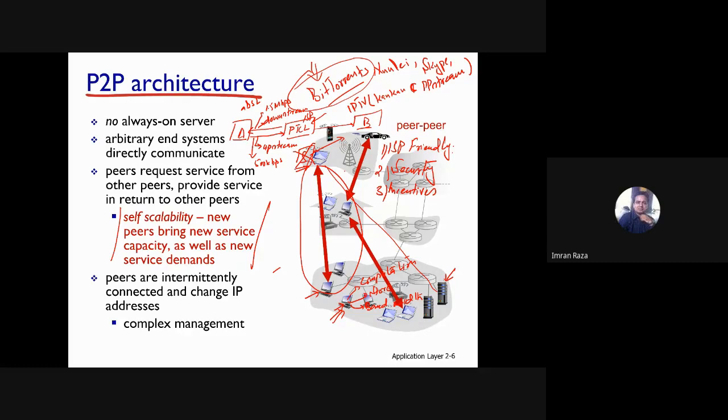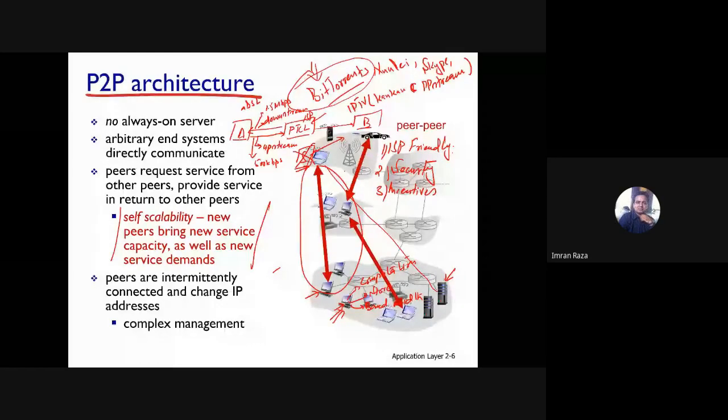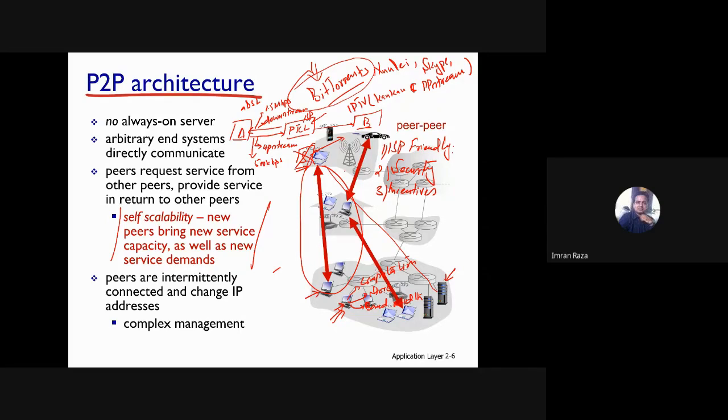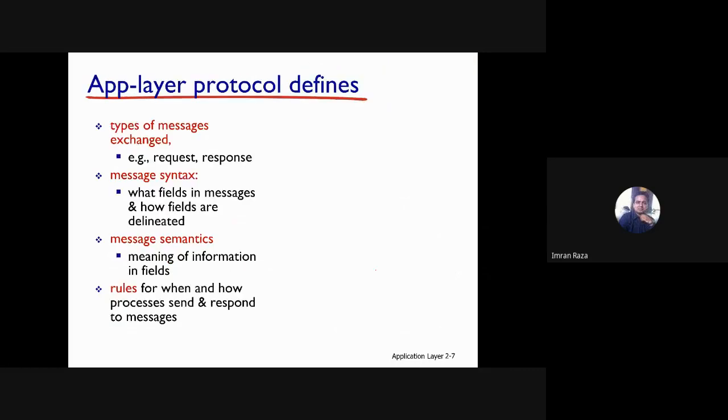So these three are some of the requirements for the future peer-to-peer application architecture or design, where we want it to be ISP friendly, we want it to be more secure, we want it to have some sort of design involving incentives to make it more popular among the users. Okay.